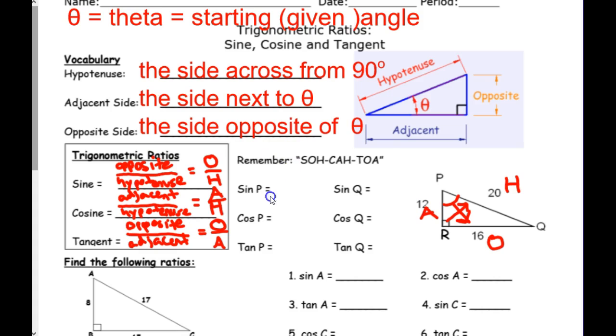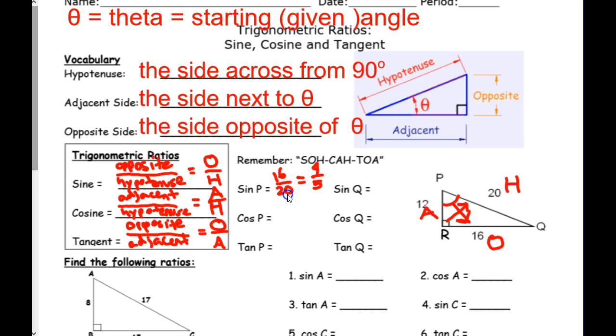Everybody, the first one says sine P. Now, y'all remember SOH CAH TOA, sine stands for what over what? Opposite over hypotenuse, so O over H. Since I labeled it, all I have to do is look at what I labeled. What's O? 16. What's H? 20. So I'm going to write 16 over 20. And what is 16 over 20 reduced to? 4 over 5. Yep.